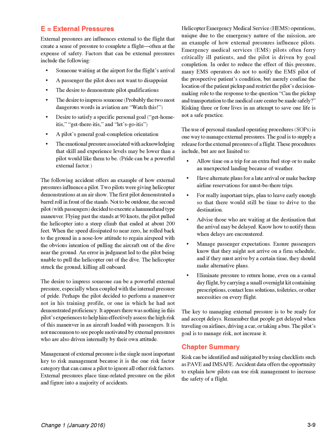Chapter summary: risk can be identified and mitigated by using checklists such as PAVE and MSAFE. Accident data offers the opportunity to explain how pilots can use risk management to increase the safety of a flight.